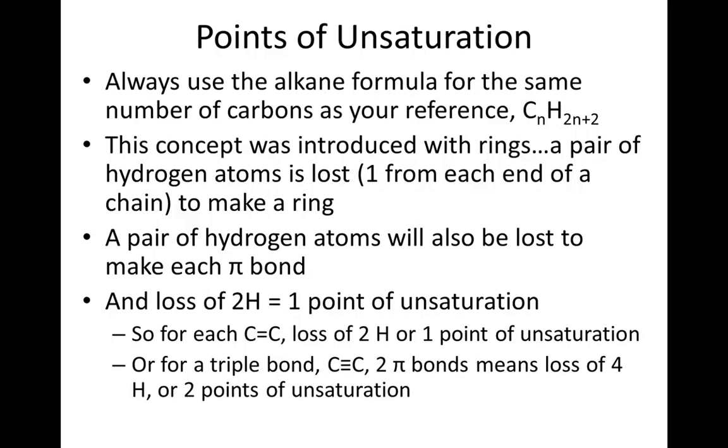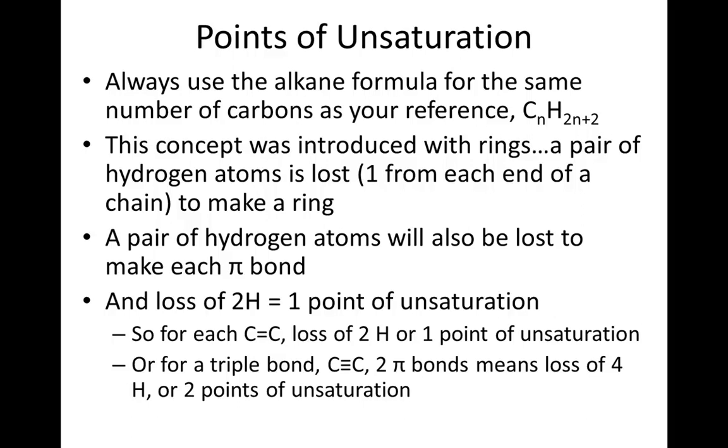So we're going to talk first about points of unsaturation. This is a term that the book may call degrees of unsaturation, but I use the term points of unsaturation so that it's not confusing with degrees of carbon. And we're going to use the alkane formula as our reference. So CnH2n+2 is the maximum number of hydrogens that a given n number of carbons could possibly have, based on the idea that they need 4 bonds.